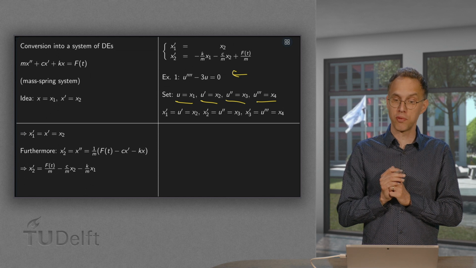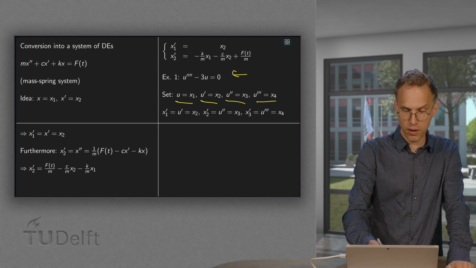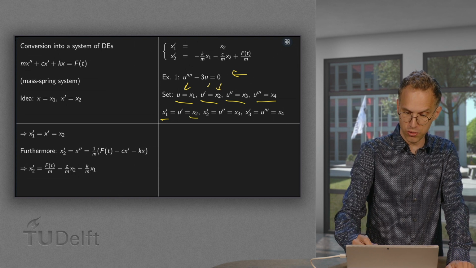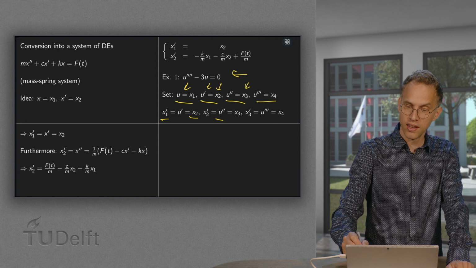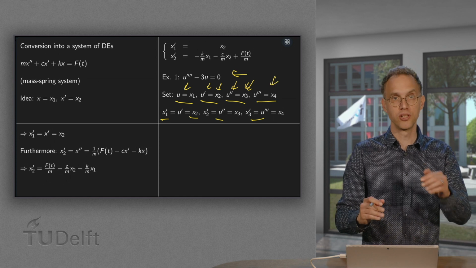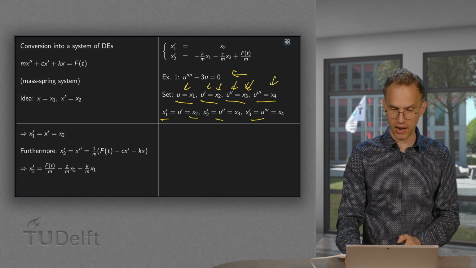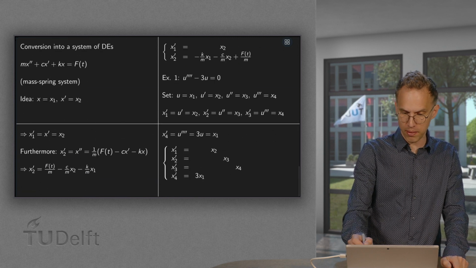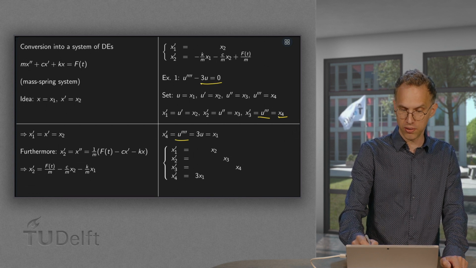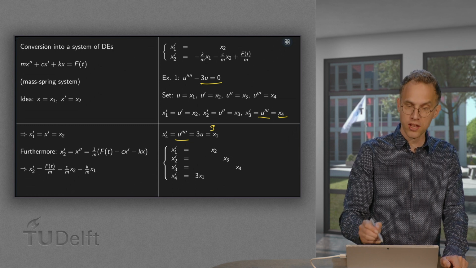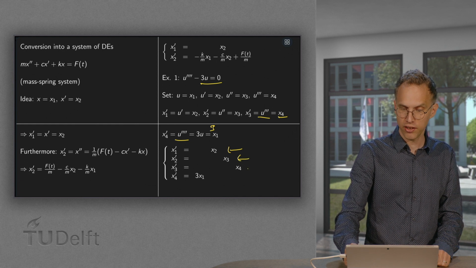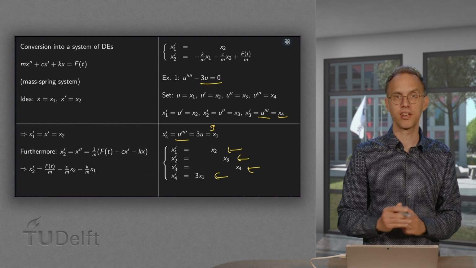So how does our system of differential equations look like now? Now x1 prime equals u prime and u prime equals x2. Then x2 prime equals u double prime and u double prime equals x3. x3 prime equals u triple prime, because we differentiate that one, and u triple prime equals x4. So those are our first equations, x1 prime, x2 prime, x3 prime. And then x4 prime equals u fourth derivative, but that equals 3 times u equals 3 times x1. So what do we get as our system? x1 prime equals x2, x2 prime equals x3, x3 prime equals x4, and x4 prime equals 3 times x1.